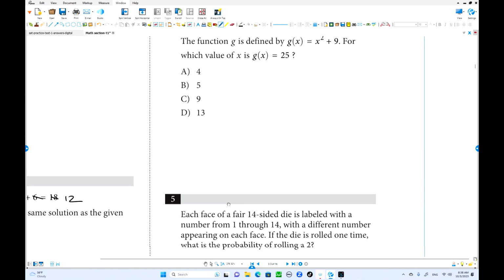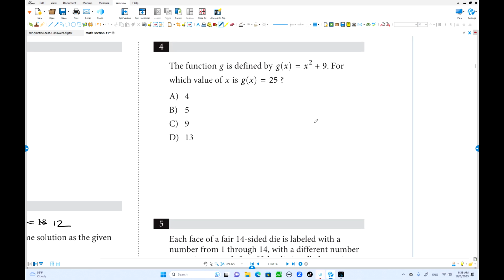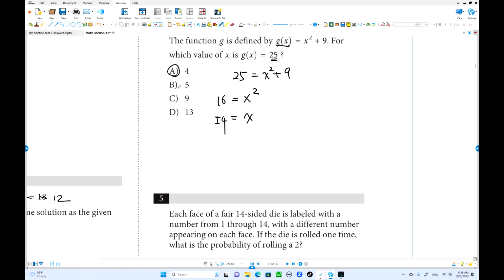Here is number 4. Yeah, this is algebra 1. The value of y, this is the value of y. 25 equals x squared plus 9. Minus 9 both sides. Okay, x squared equals 16. x is what? Plus or minus 4. So we have a 4 here.